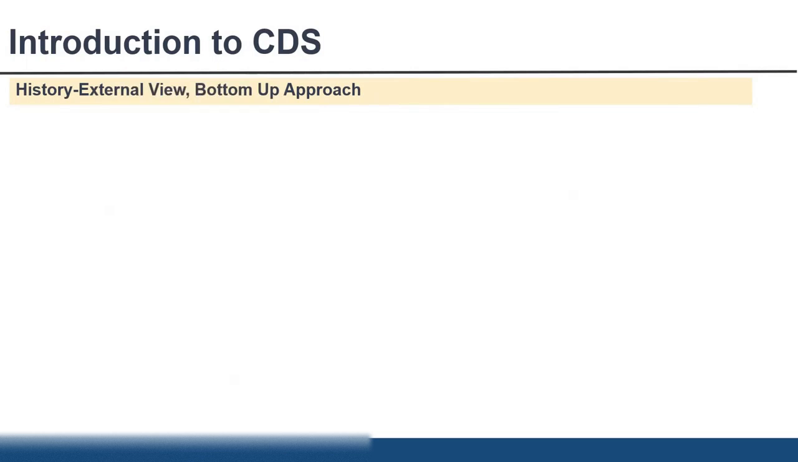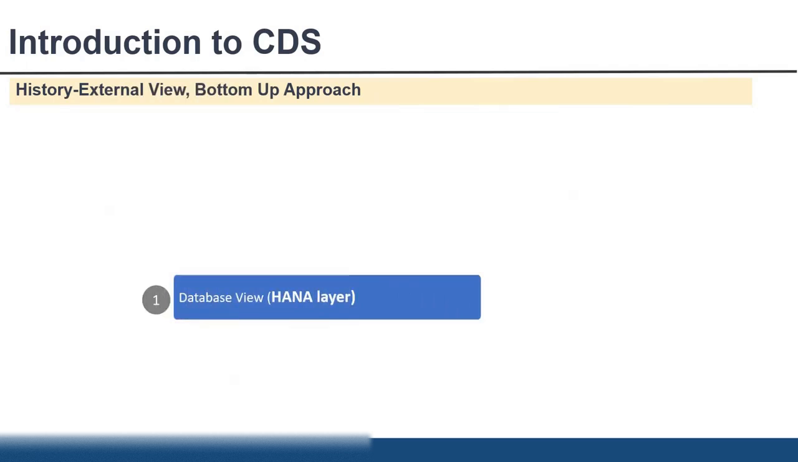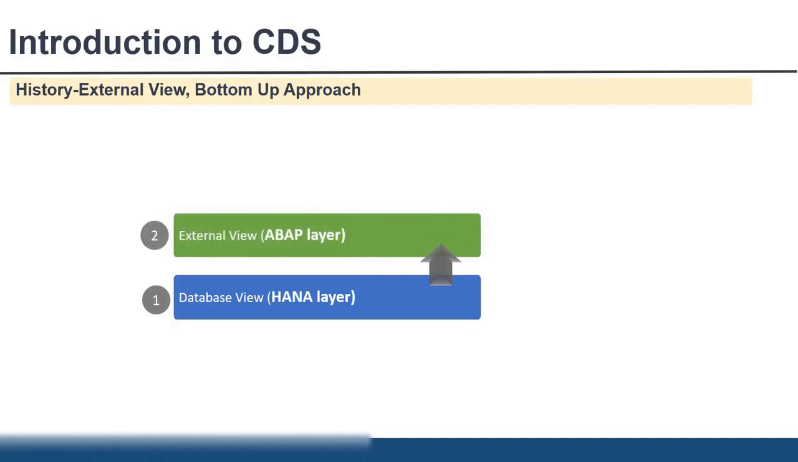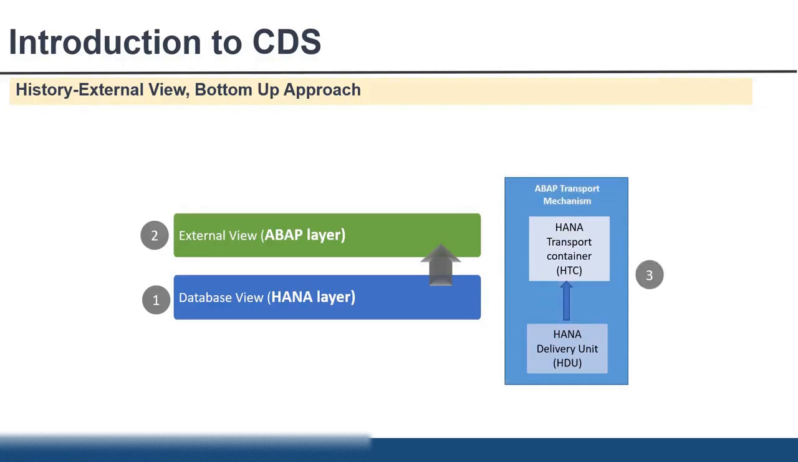This is the bottom-up approach. First, the HANA database view is created. Next, the external view in the ABAP layer is created. And for transportation or lifecycle management, the HANA delivery unit along with the HANA transport container are used.